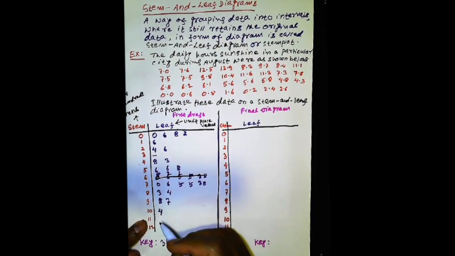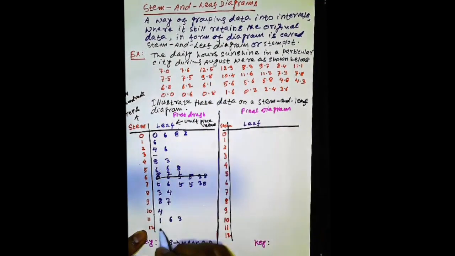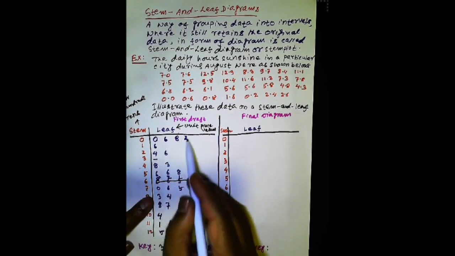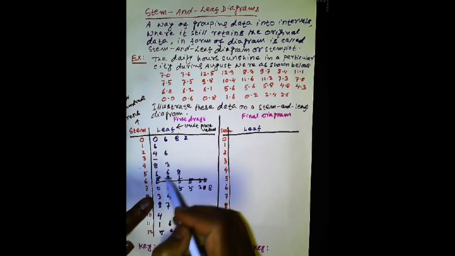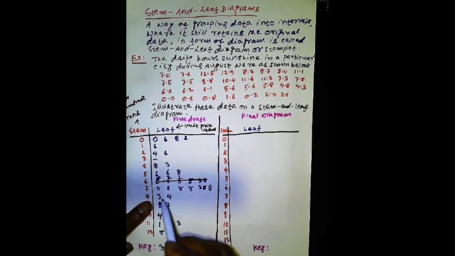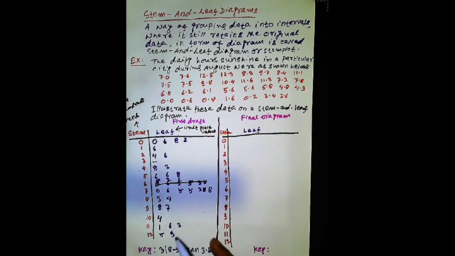And with 11 I have 1, 6 and 3. And with 12 I can see 12.5, so it is 5, and another value is 12.9, so this is 9. Let's count whether or not we have 31 values. 1, 2, 3, 4, 5, 6, 7, 8, 9, 10, 11, 12, 13, 14, 15, 16, 17, 18, 19, 20, 21, 22, 23, 24, 25, 26, 27, 28, 29, 30 and 31.